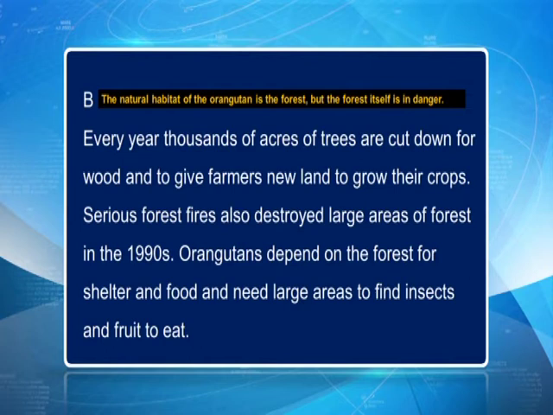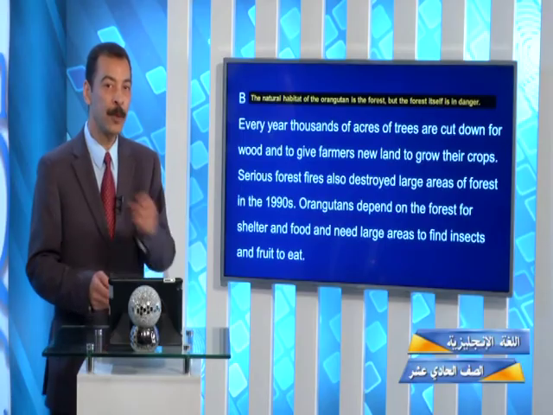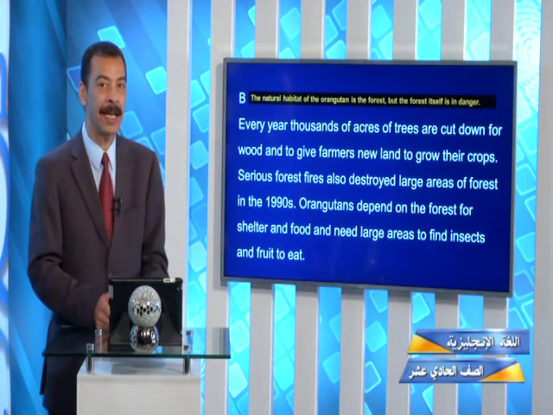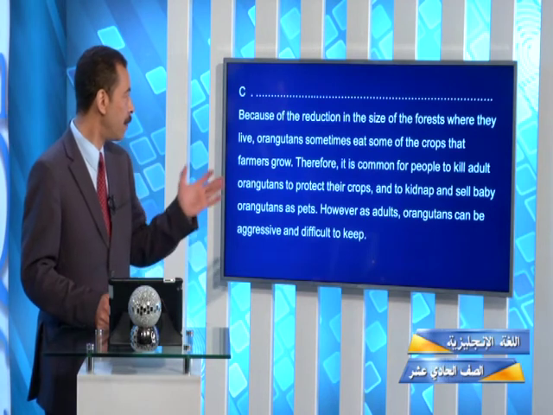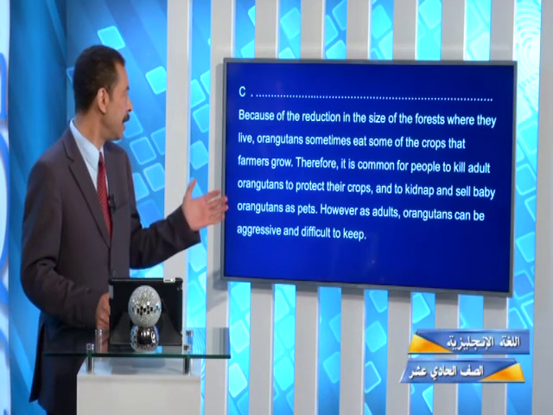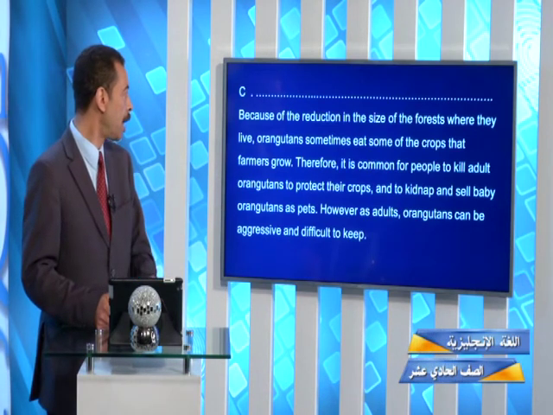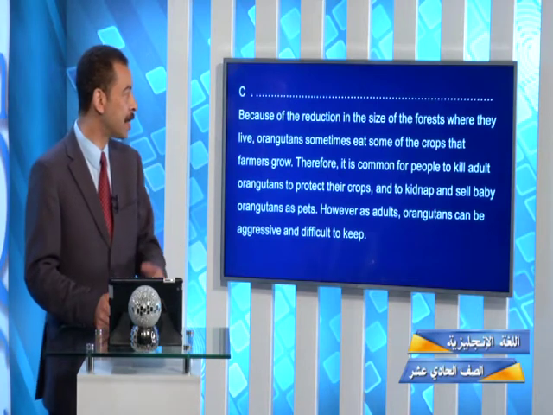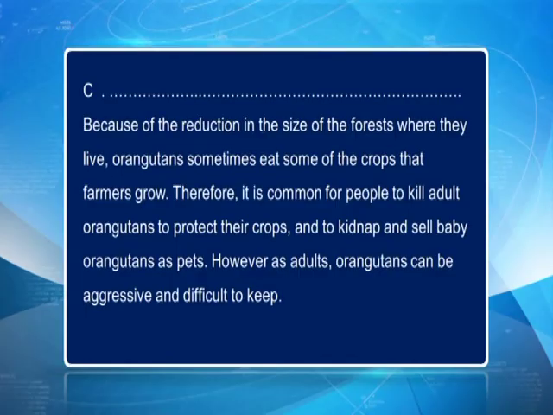All right? So far, things are doing well, and I guess that you are following with me and know how to put a sentence in its right place. Our third paragraph, we have an opening sentence and then the details, which are, because of the reduction in the size of the forest where they live, orangutans sometimes eat some of the crops that farmers grow.